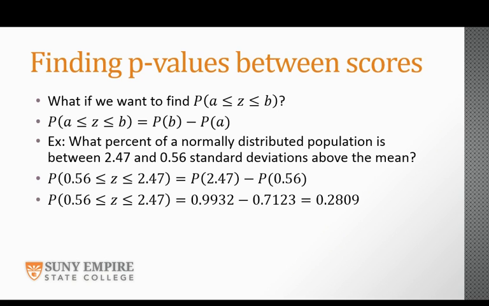Looking up those values in our cumulative frequency chart, we have 0.9932 minus 0.7123, which is 0.2809. This means that 28.09% of a normally distributed population lies in the range from 0.56 through 2.47 standard deviations above the mean.